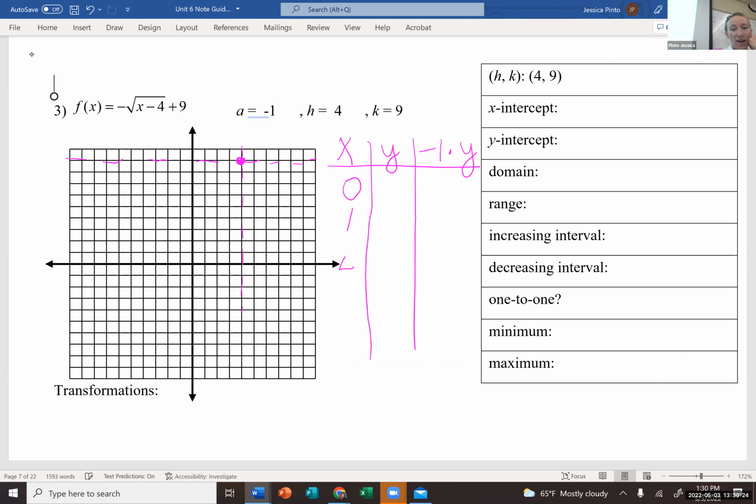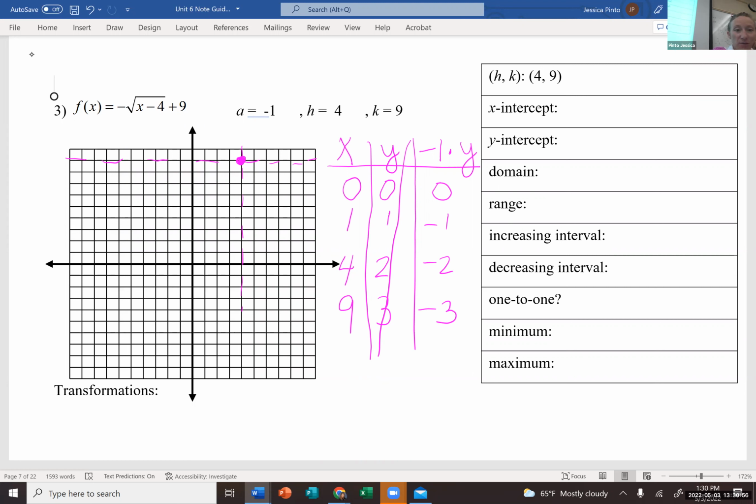0, 1, 4, 9. Excellent. And what are the y values that we use? 0, 1, 2, 3. Excellent. Passing it on. Nick Jones, what's our new y values going to be? 0. Excellent. Let's plot all of those values, but first start at our new HK.